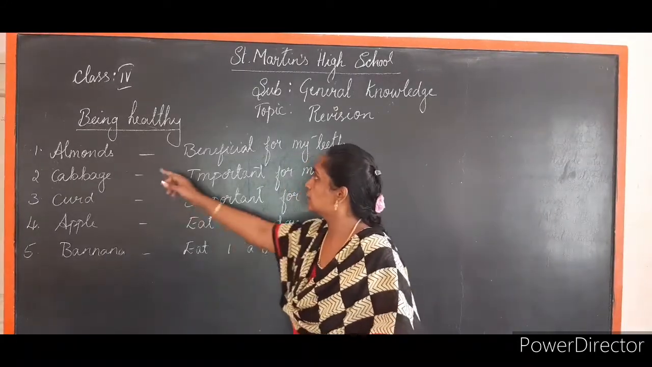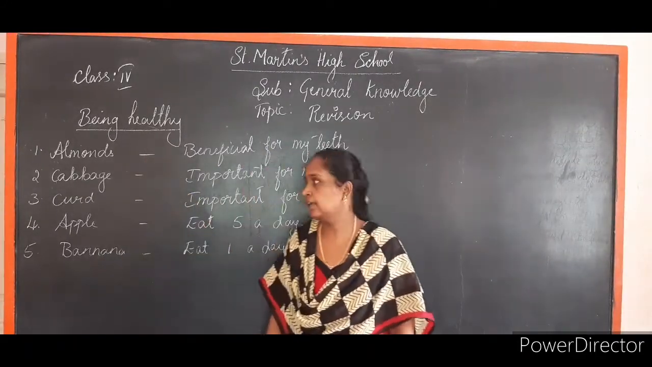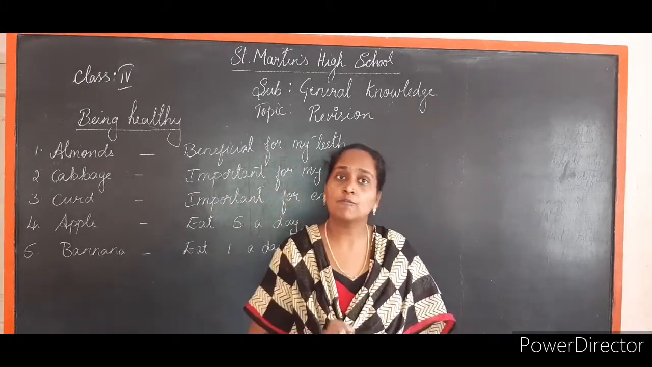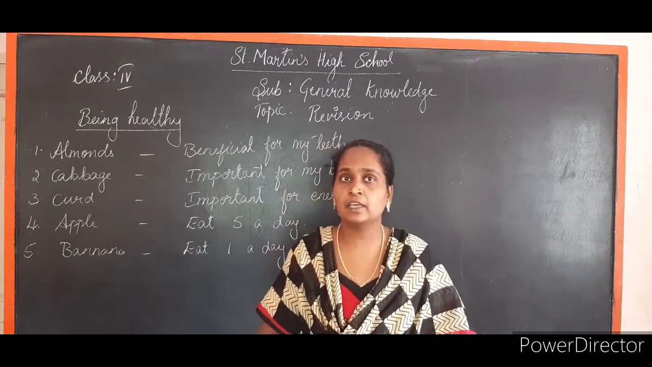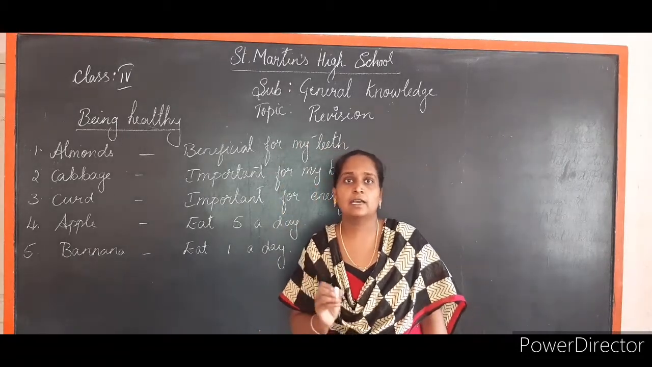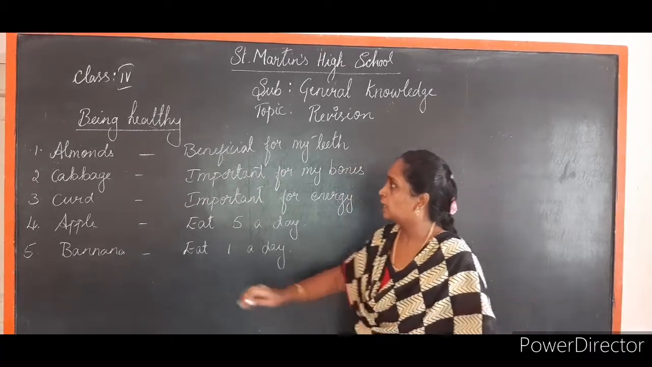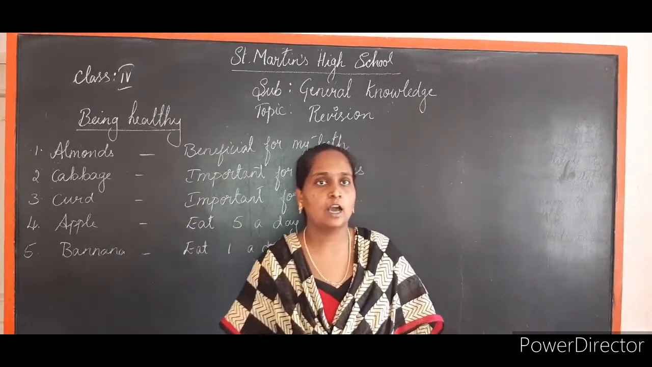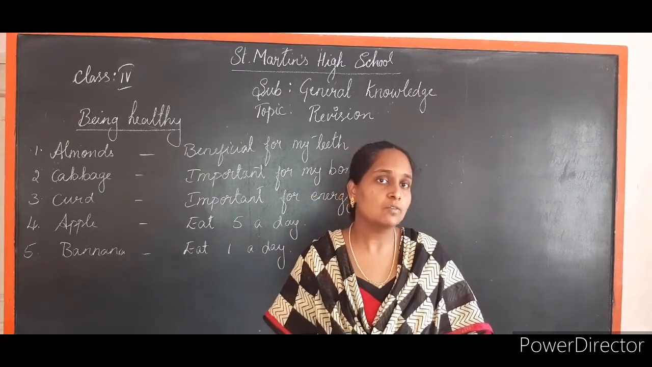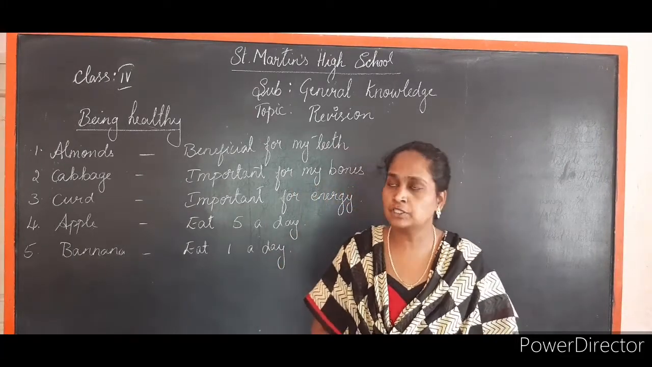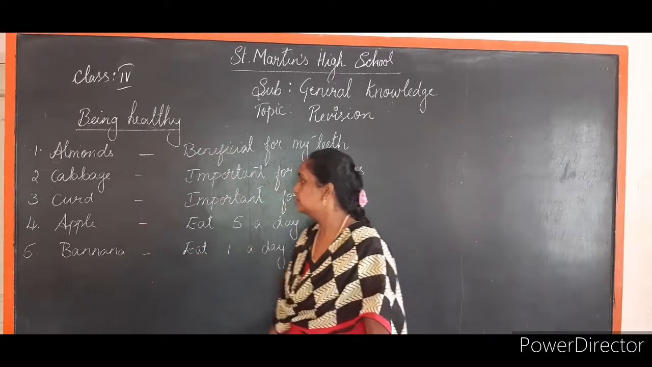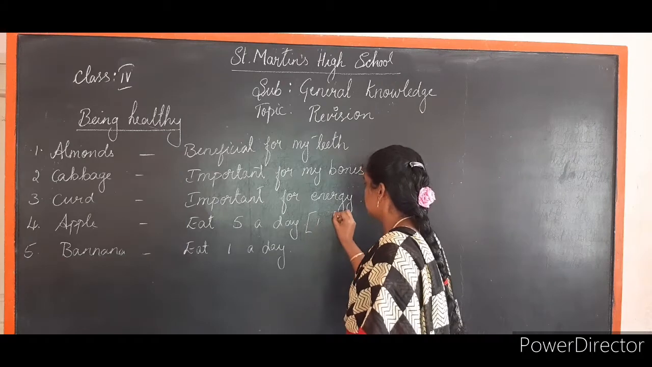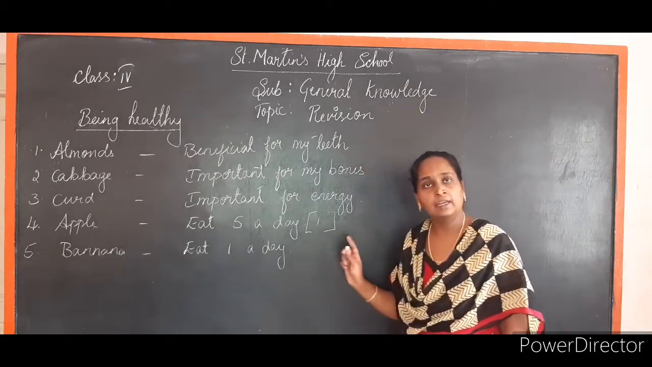Children, the next topic is about being healthy. Almonds. Almonds contain a lot of vitamins, so they are very important in our diet. Okay, almonds, we should eat 5 almonds a day. How many almonds should we eat, children? We should eat 5 almonds a day. Almonds, eat 5 a day.